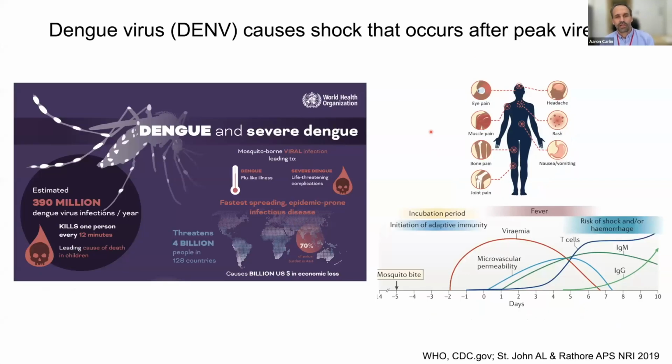Today, I'll also be talking about dengue virus disease, as a way for us to understand how Zika virus is different from other flaviviruses. Dengue virus is also transmitted by Aedes mosquitoes. It causes about 390 million infections per year and kills a person every 12 minutes. Its clinical manifestations are very different from Zika virus.